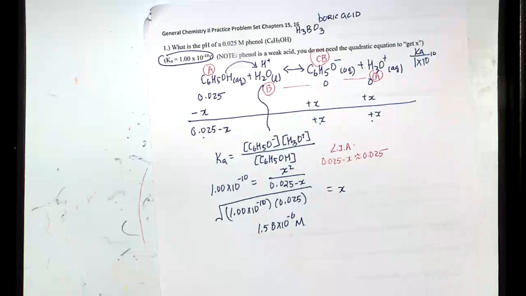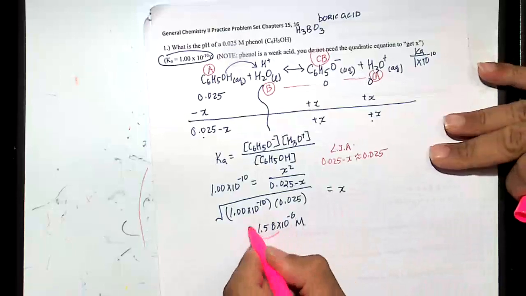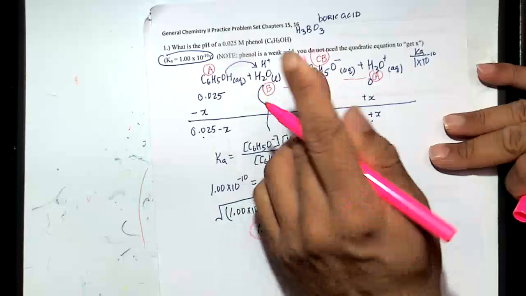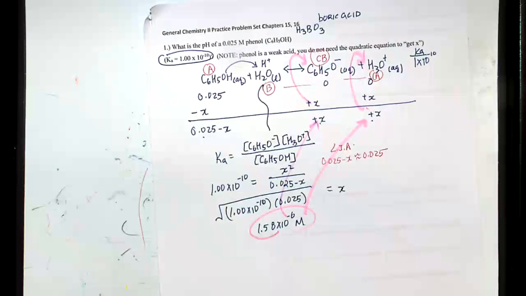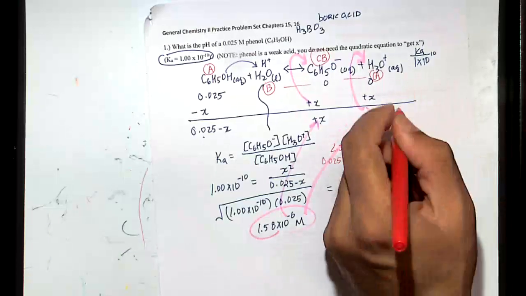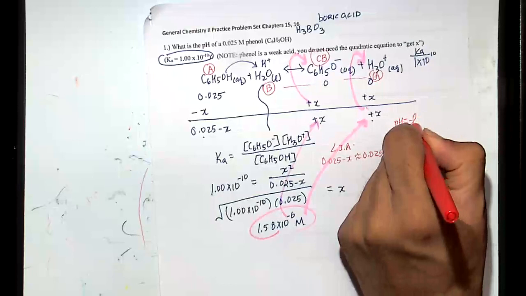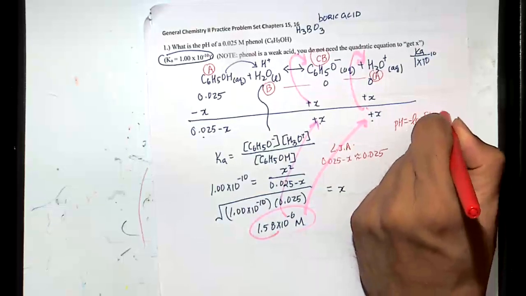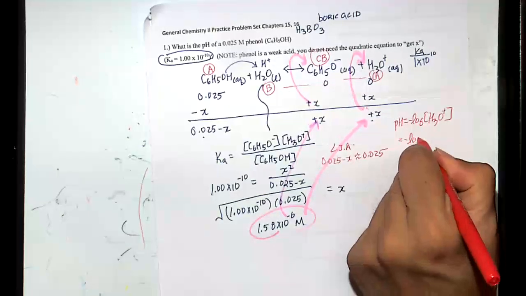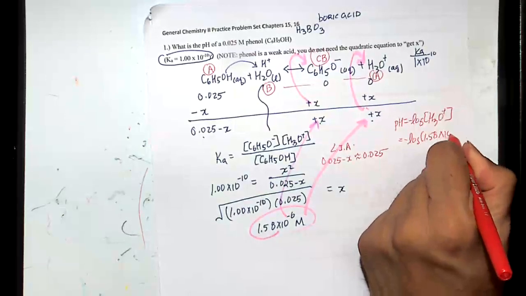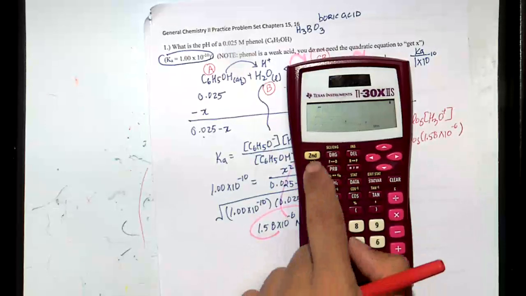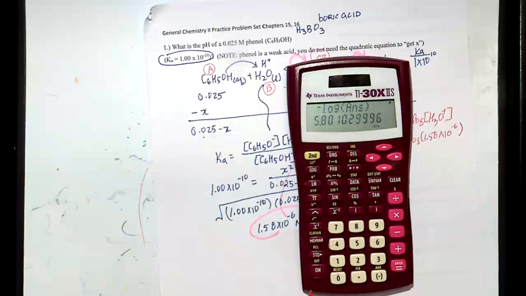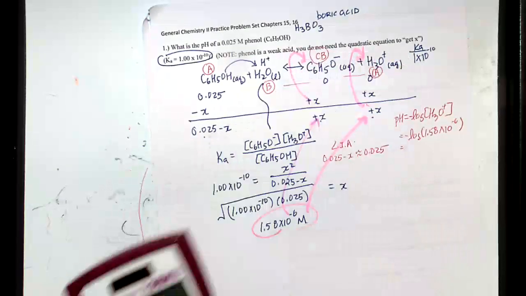Okay, but that's x. But what does that x truly symbolize? Yes, this x is actually the concentration of the conjugate base. But to solve and get the answer to this problem, it's also the concentration of H3O plus. So pH is minus the log of the concentration of H3O plus, minus the log of 1.58 times 10 to the minus 6. And what is that on our calculator? 5.80 is what I'm getting.